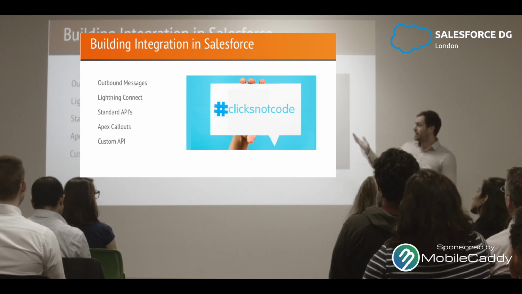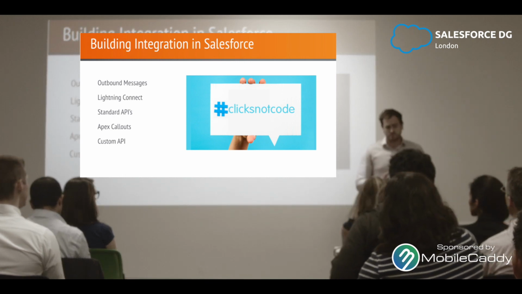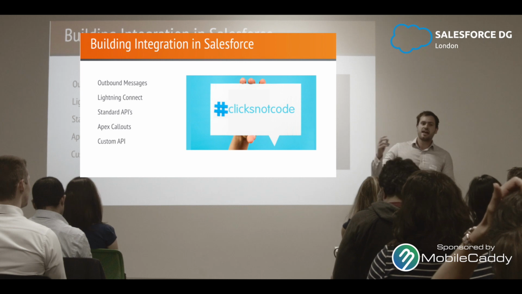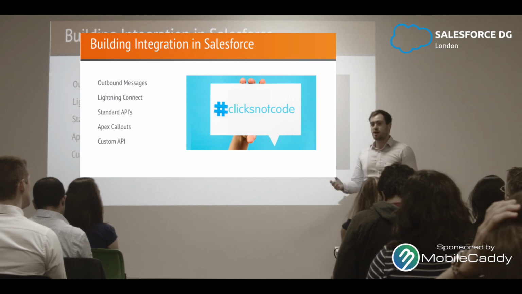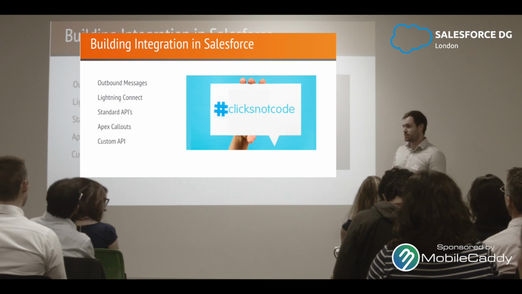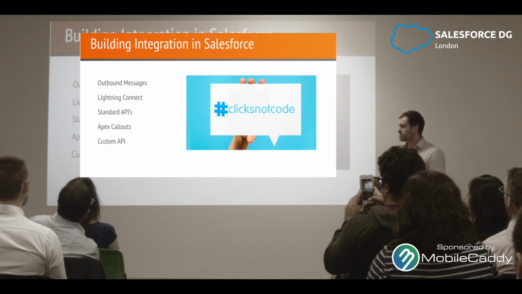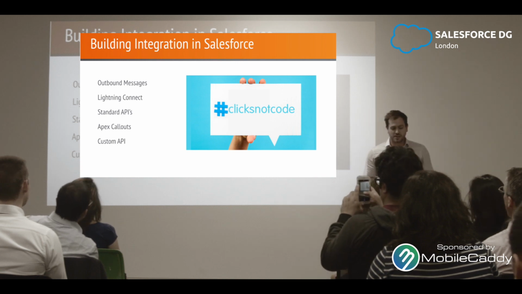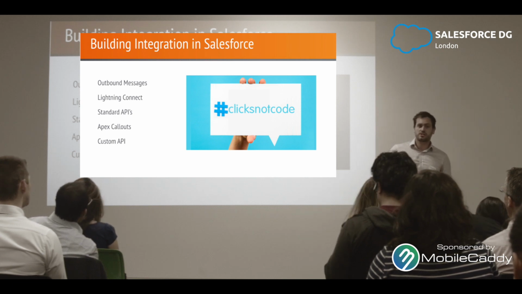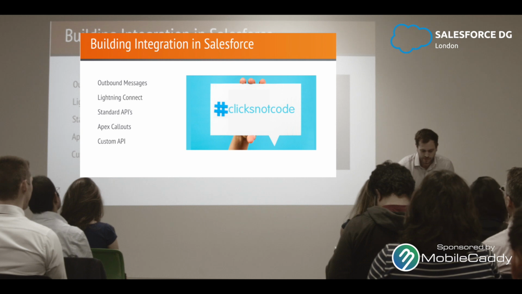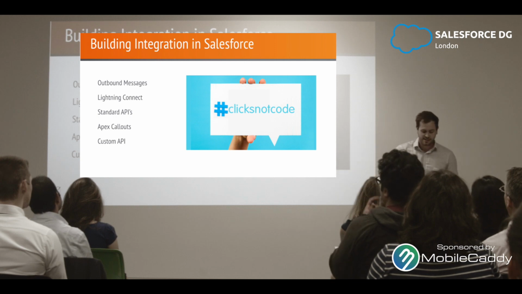With outbound messages, you gain a queuing system, which is inbuilt for you, which means that if it sends out a request and doesn't receive a response back, it's just going to keep trying, which is a really useful built-in feature that you don't have to build yourself. At the bottom, we've got Apex callouts and custom APIs. These are something that you can write inside of Apex code, and it allows a lot more flexibility in your integrations, but it does mean that you've got to maintain that code yourself.